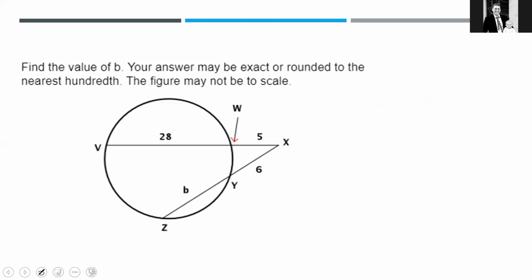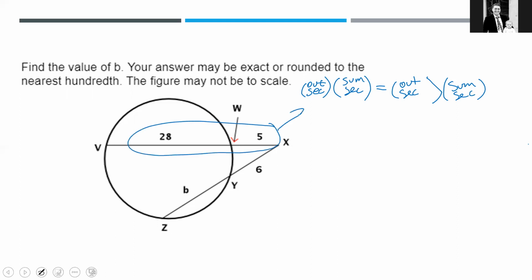All right, our last kind of problem involves two secants. Now, you remember on the last problem, it said the outside part of the secant got multiplied by the sum of the secant. Well, we're going to keep doing that. We'll just have two secants. So we'll have another outside part of the secant multiplied by the sum of the secant. So let's handle this one first. Outside part of the secant is 5, and then we'll have 28 plus 5. And then we'll do this next one. Outside part of the secant is 6. And then we'll have b plus 6.